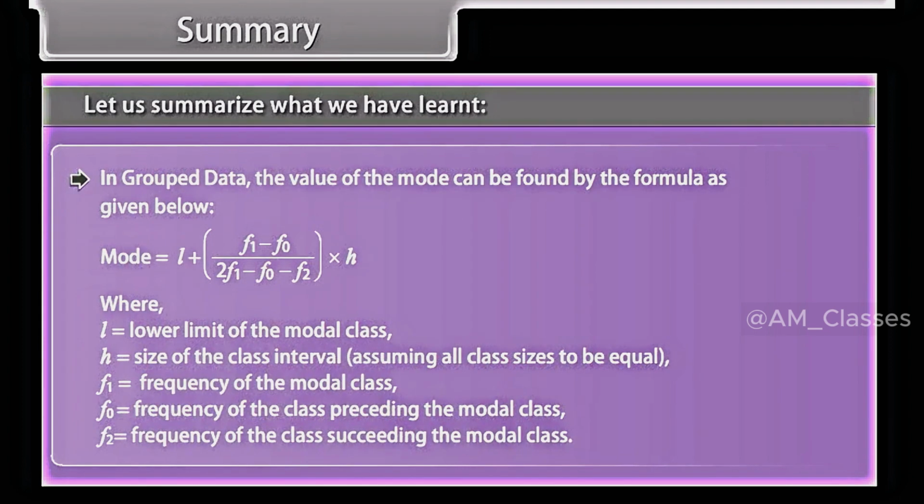In grouped data, the value of the mode can be found by the formula as given. L plus f1 minus f0, that is divided by 2f1 minus f0 minus f2 multiplied by h, where L is equal to the lower limit of the modal class, h equals size of the class interval, assuming all class sizes to be equal. f1 equals frequency of the modal class, f0 equals frequency of the class preceding the modal class, f2 equals frequency of the class succeeding the modal class.